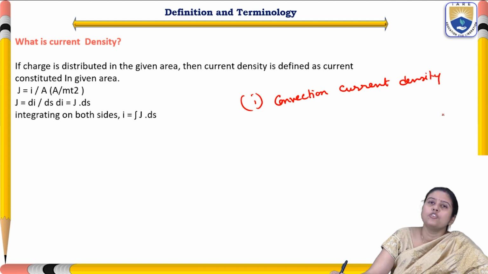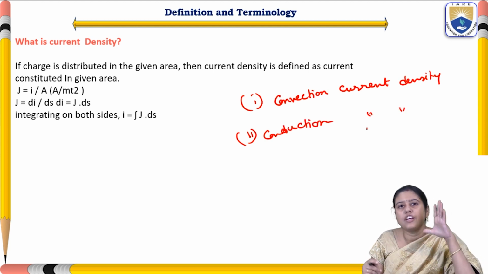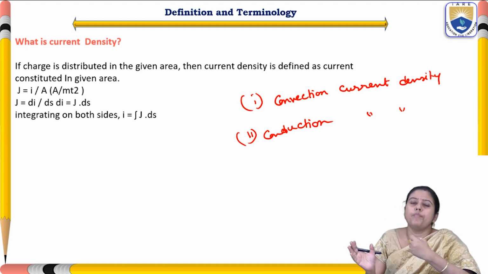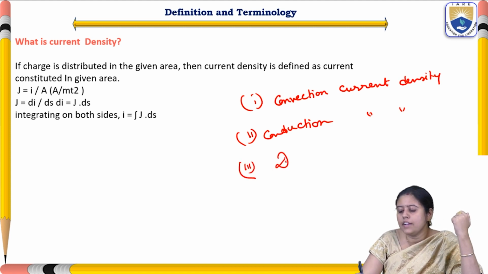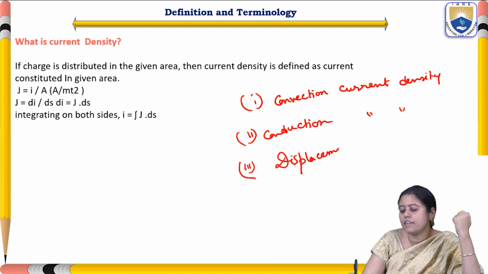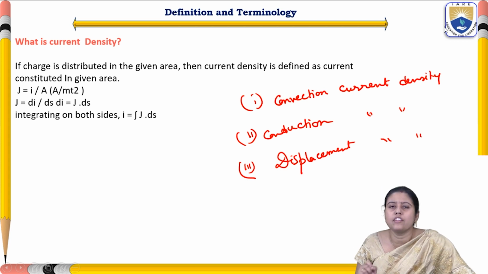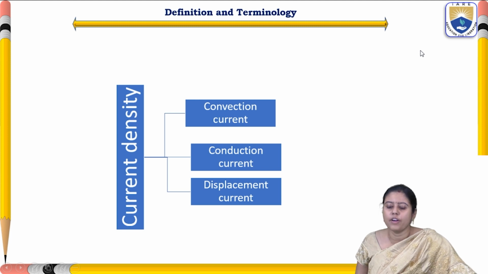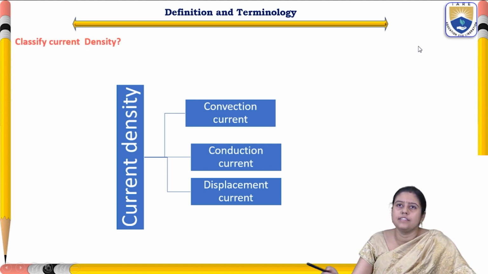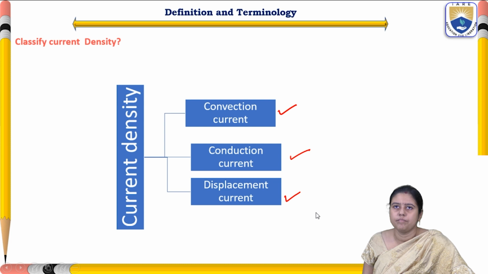Convection current density is due to the drift velocity of the electrons. Then this is the conduction current density. If we give an external force to the electrons, they start to move, and the current generated is known as the conduction current density. And the last one is the displacement current density. When current flows through a dielectric, this very small leakage current is known as the displacement current density. So, as I told, classify the current density: convection current, conduction current and displacement current density.